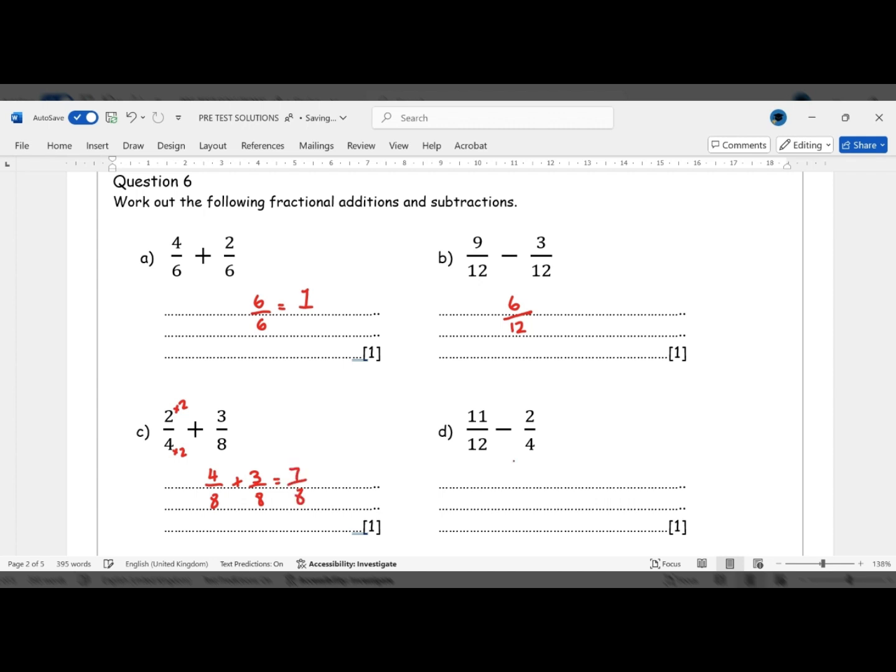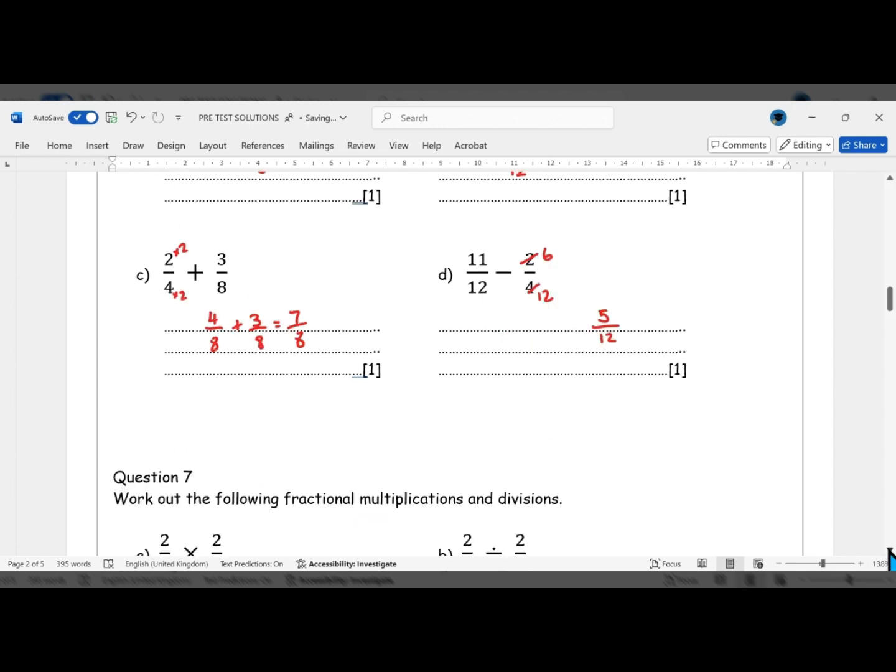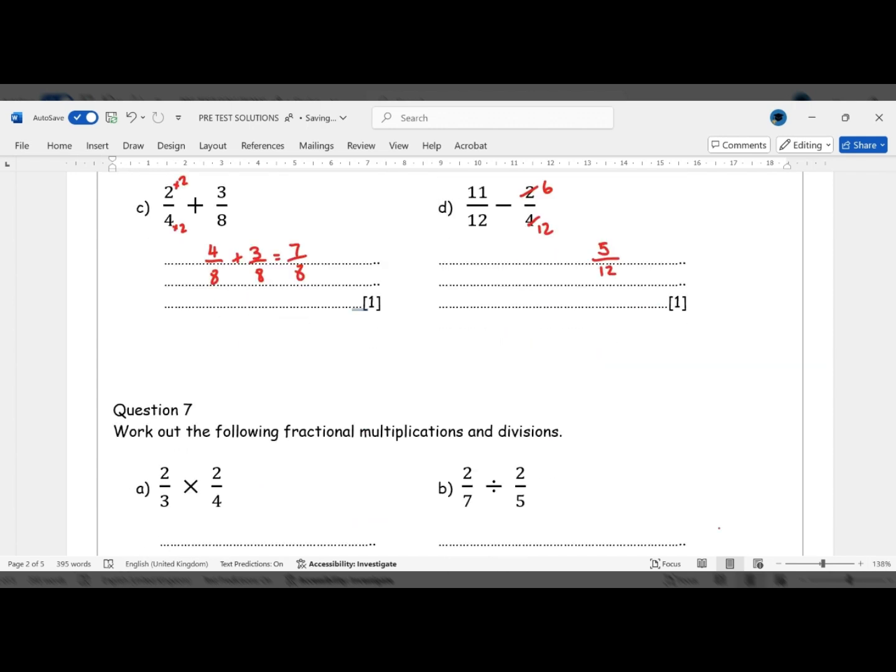And here, we'll be timesing these by 3, so that becomes 12, and that becomes 6. And when we take them away, we get 5 out of 12. Multiplying fractions, chaps, question 7. We can multiply the top, multiply the bottom. 4 over 12. But dividing, we're going to use keep, change, flip.